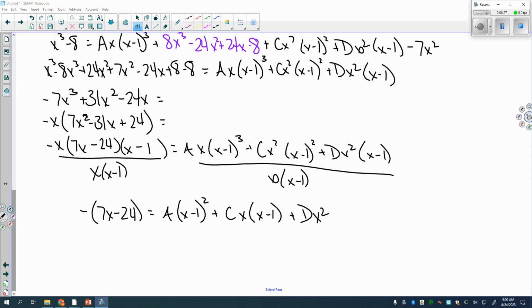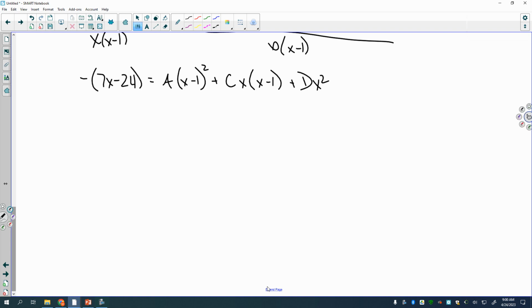Now, because it's in this little bit simplified form, I can let x equal 0 again. When I let x equal 0 again, on the left side, I get negative times a negative 24. And on the right side, the c term and the d term will both drop out. So I'm left with this. So that means that a is equal to 24.